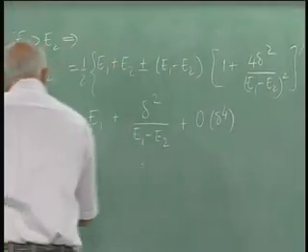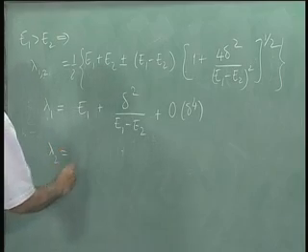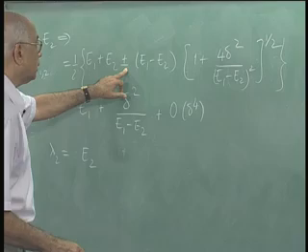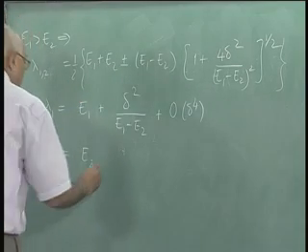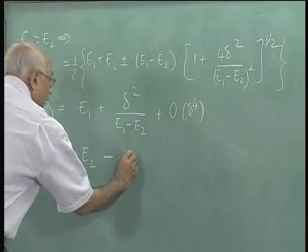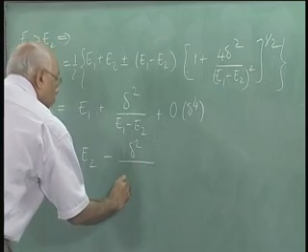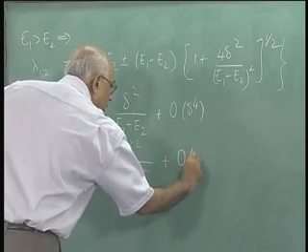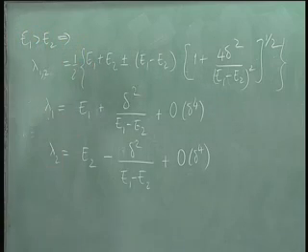And similarly lambda 2 is E2 because you want to choose the minus sign here, and then it will give you minus, again the same argument, delta squared over E1 minus E2 plus higher order terms, terms of order delta 4 and so on.